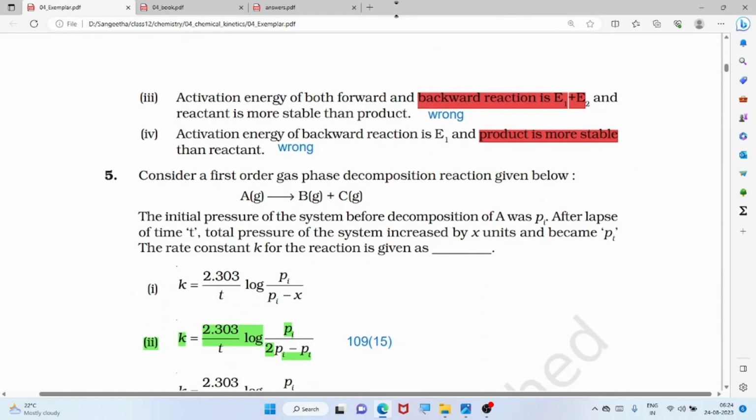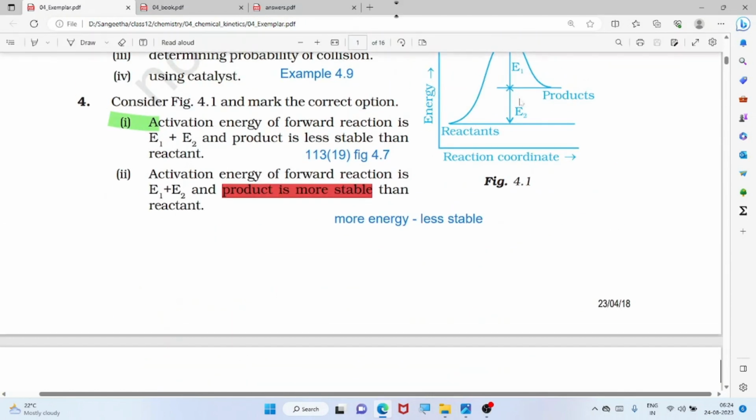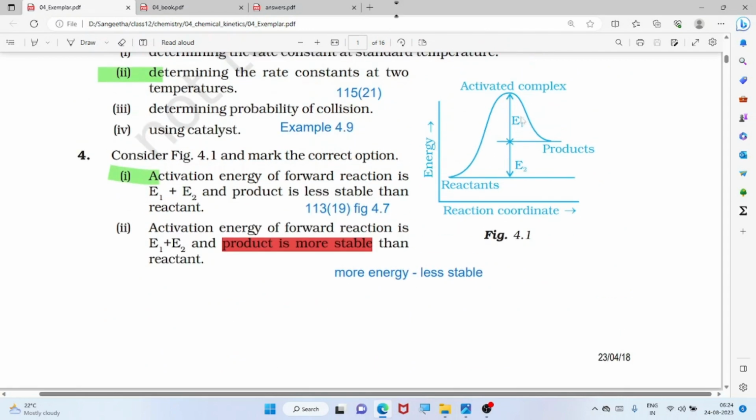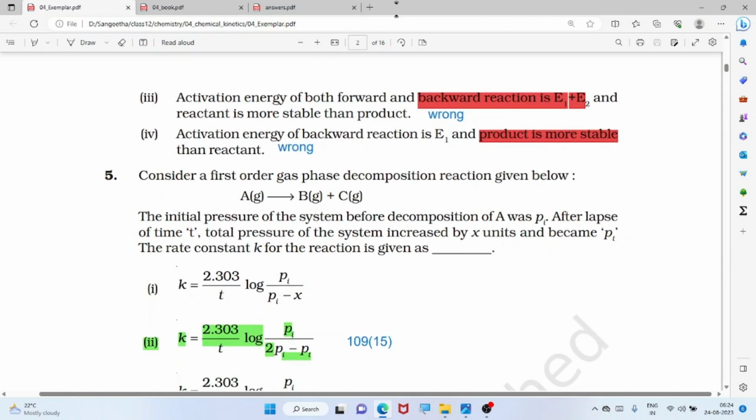Activation energy of both forward and backward? No, this is the forward activation energy only, not the backward. So that is why this red line is wrong. Activation energy of the forward, the product is more. So this is wrong. The product is less stable than the reactant because the product has more energy. So the red underlined part is wrong.